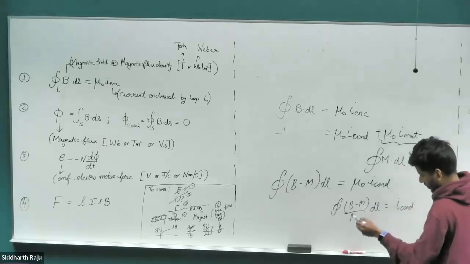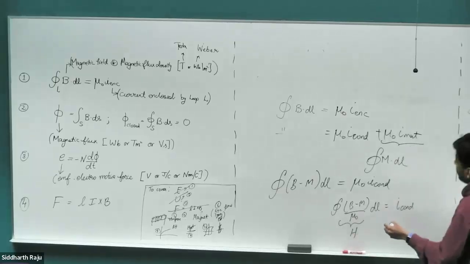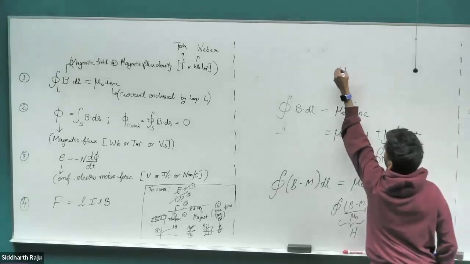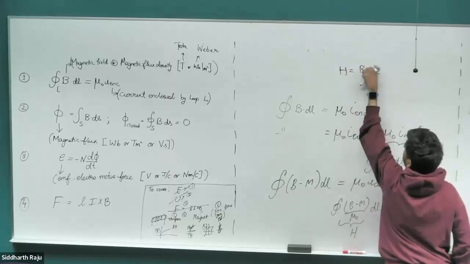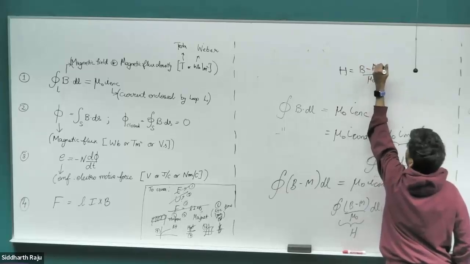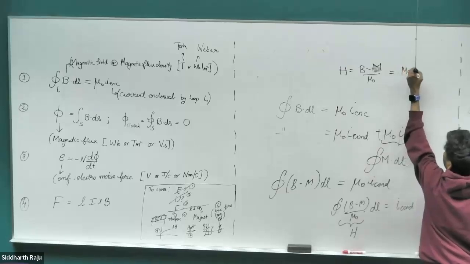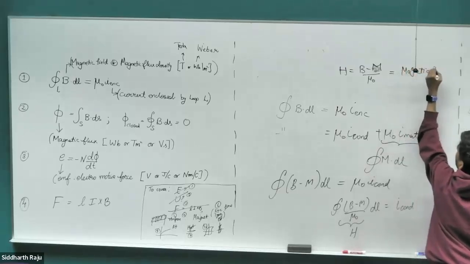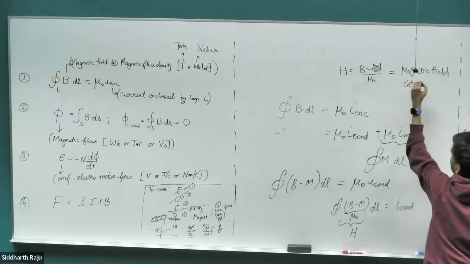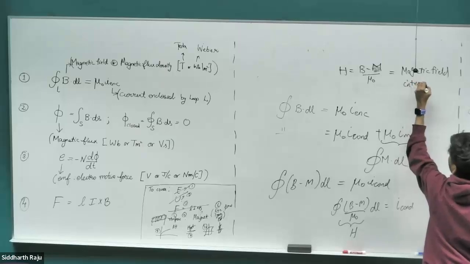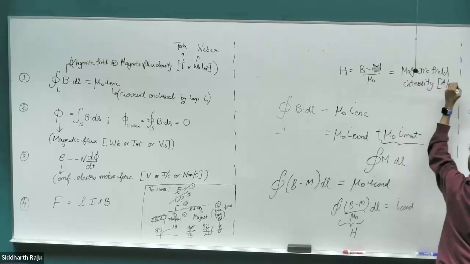And we are going to define a new term, a pure definition, called H. Let me write it on the top here. So H equal to B minus M divided by mu naught. So this is magnetic field intensity. I wish they had used a completely different name, but that's what it is. Magnetic field intensity, and the units is ampere per meter.